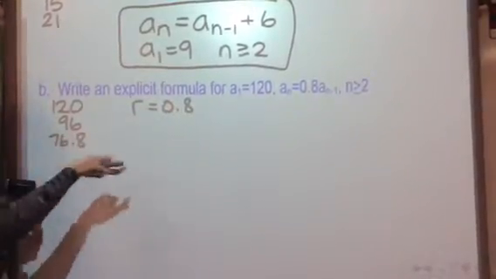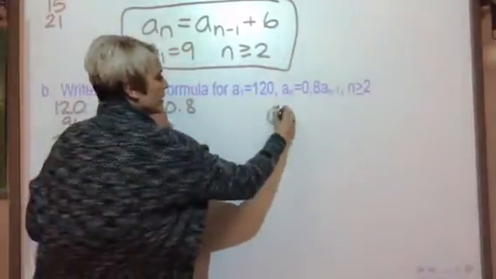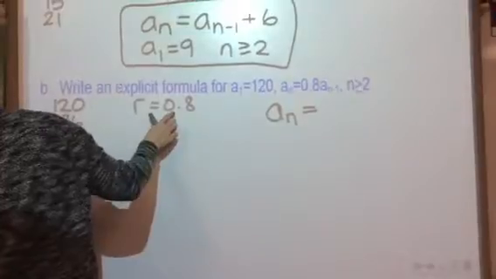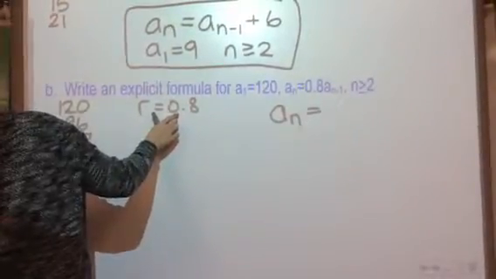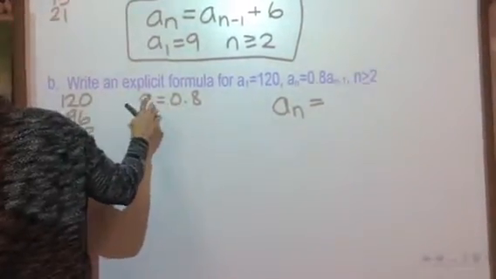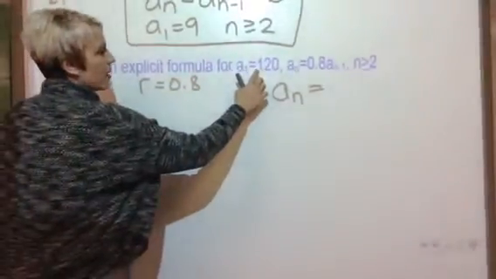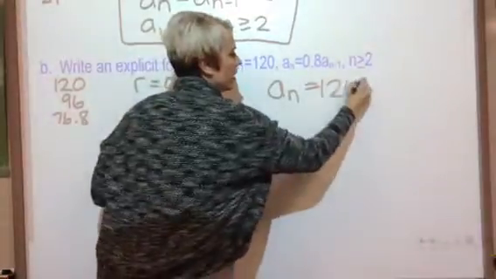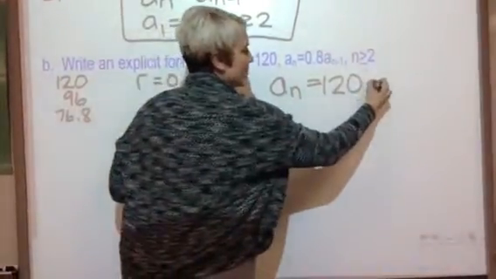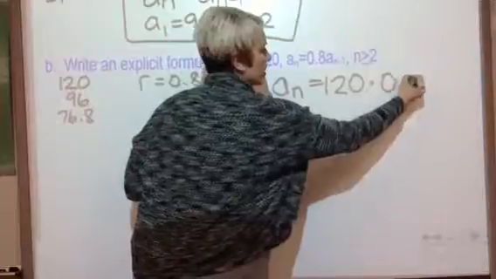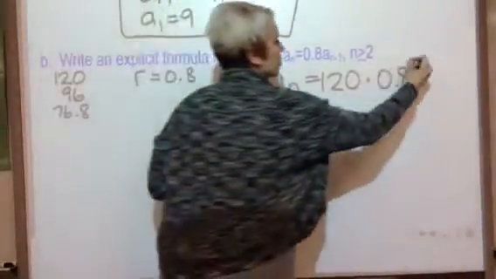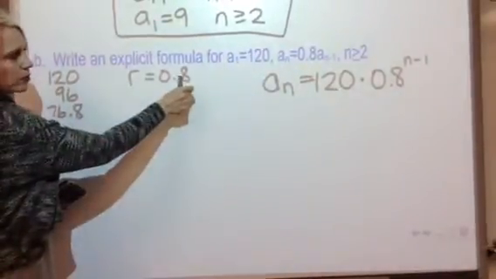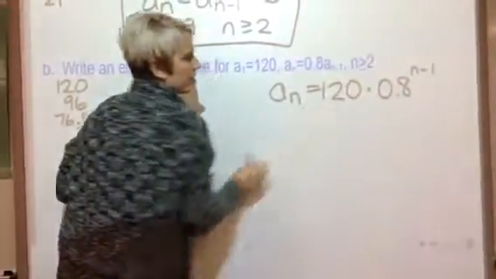If you remember the geometric explicit, which we've been working with this week, a sub n has to be equal to, I have to know that common ratio. And what I'm going to do then is figure out what my a sub 1 is, which is 120. And I write a sub 1, which is 120, times my common ratio, in this case 0.8, to the n minus 1. That's what our geometric explicit formula is from our notes. a sub 1 times r to the n minus 1.